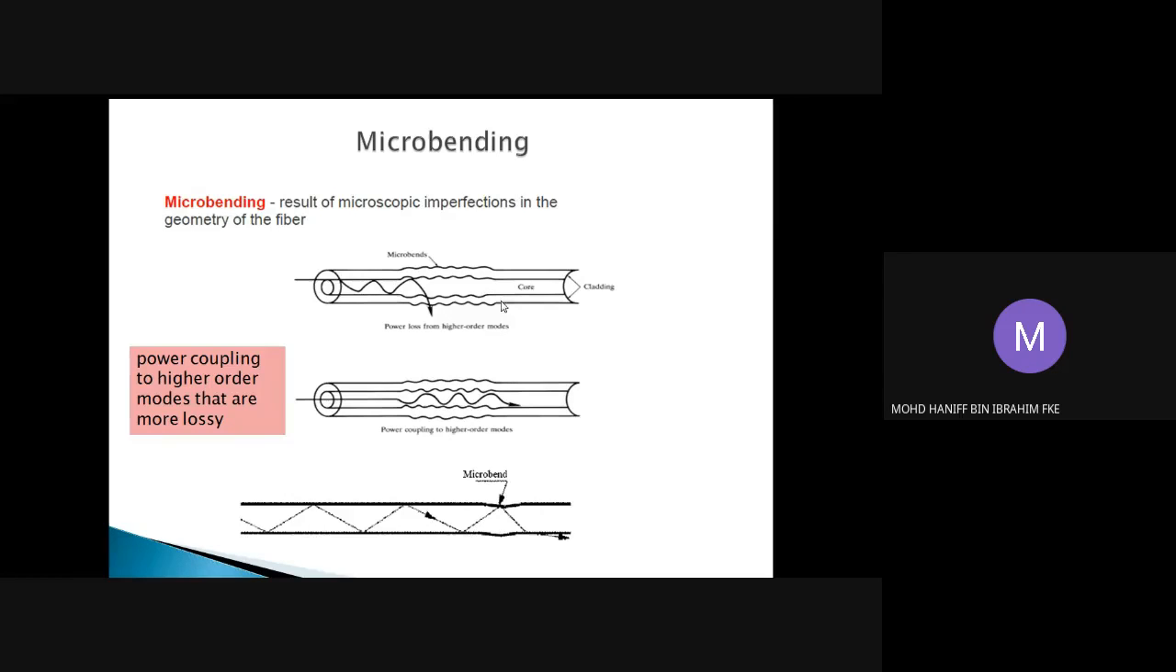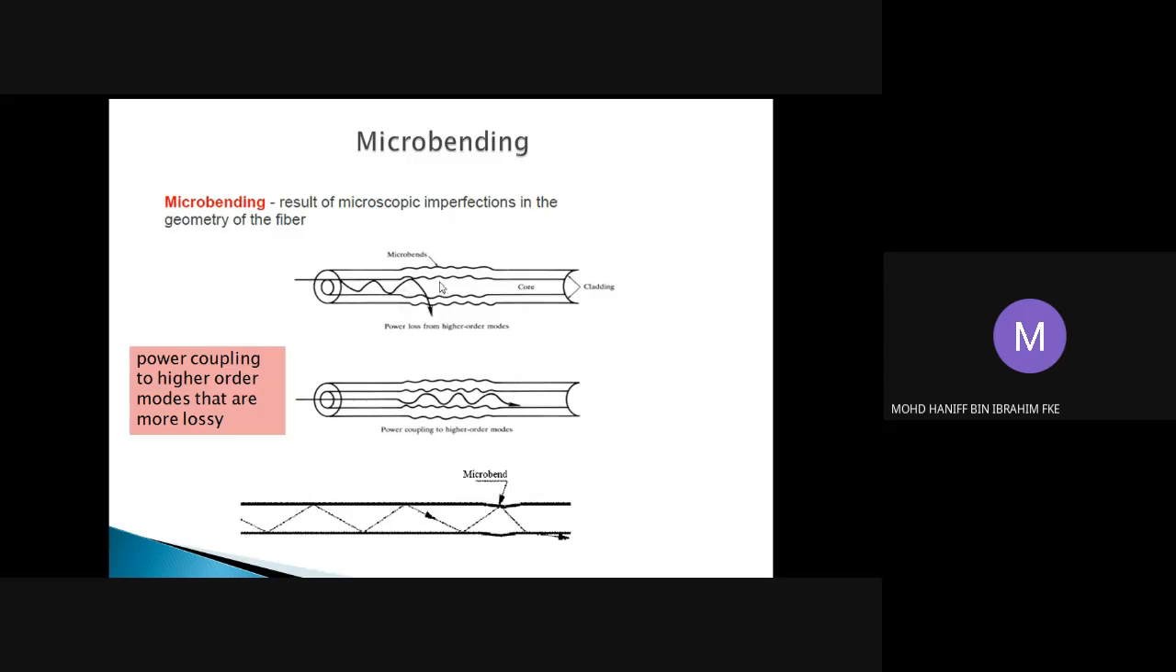Okay, so we can see from this diagram here. The word micro means it's very small. So we can define that the microbend looks like this, where we have a ripple on the fiber optics structure, and the ripple is known as a microbend.